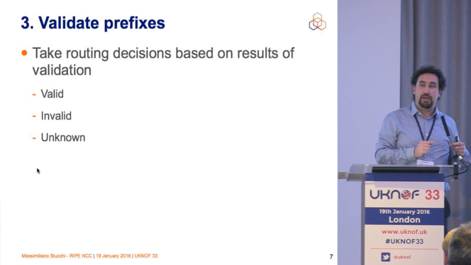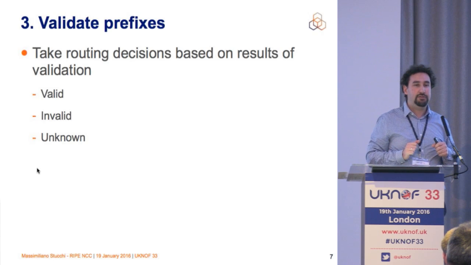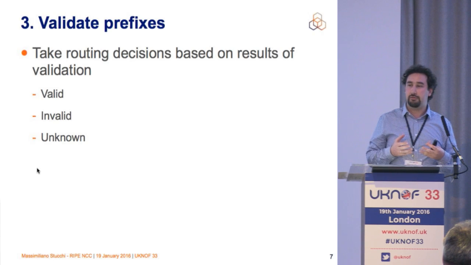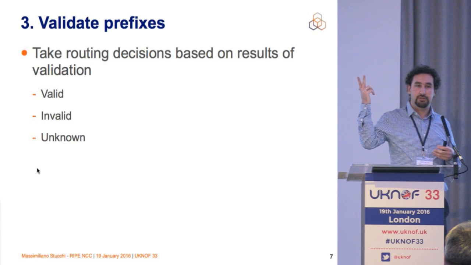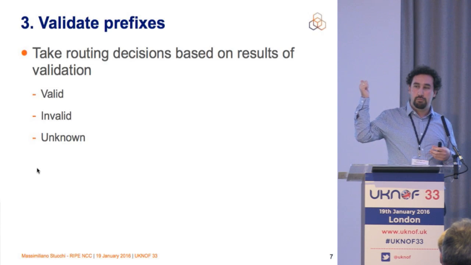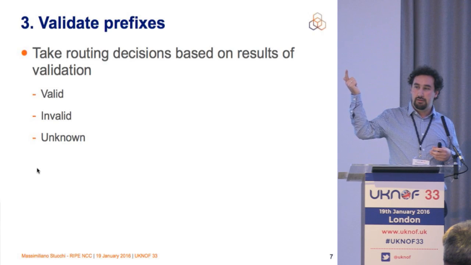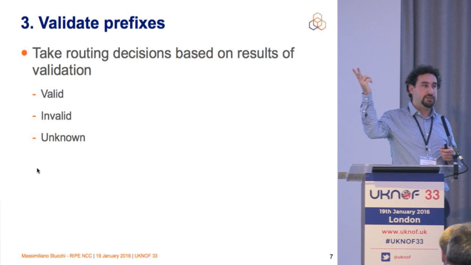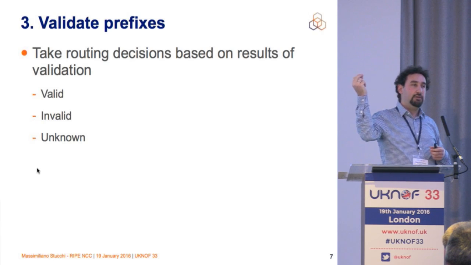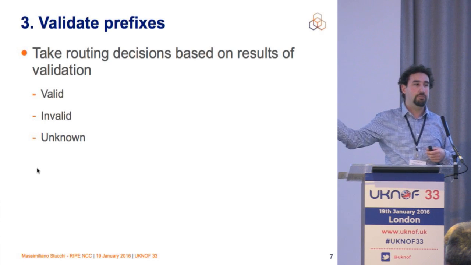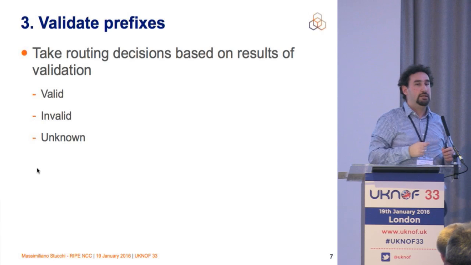What does a ROA contain? I said it 5 minutes ago. What kind of information does it contain? It's 3 pieces of information. Prefix. Sorry? Originating AS number and maximum size of announcement. So that tells me who's supposed to be originating something. It's like a route object on steroids, basically.